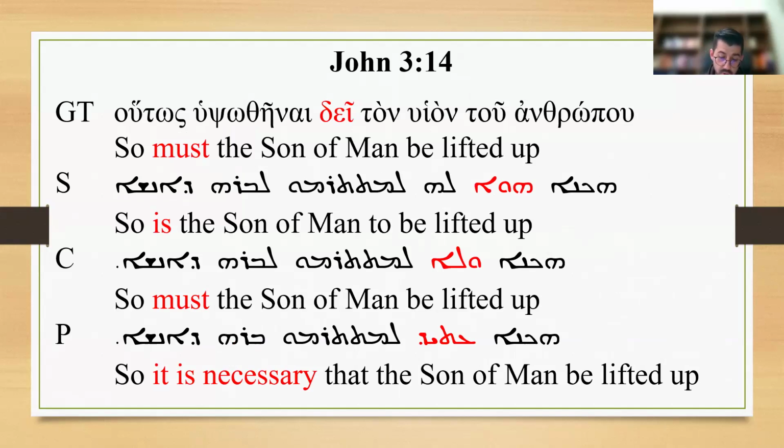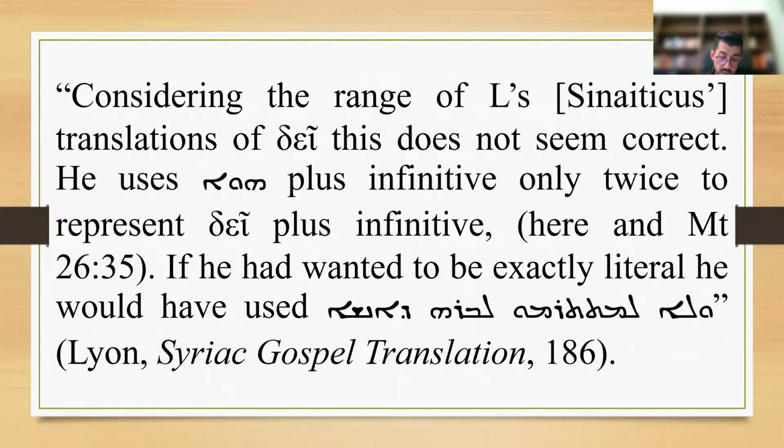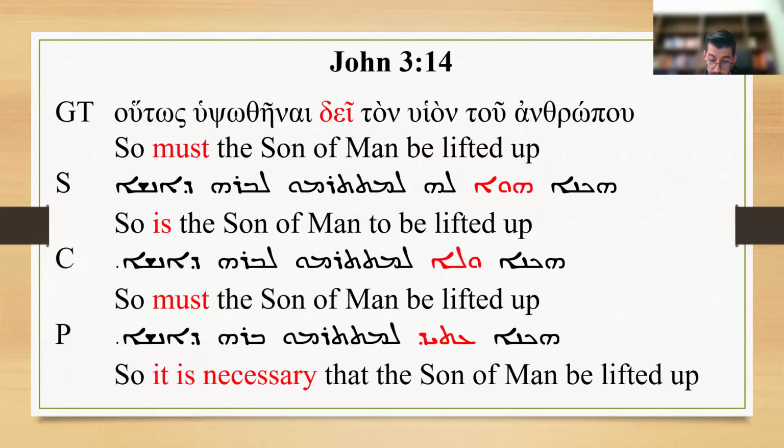For Merz, this translation is ein Beispiel der Wörtlichkeit. This statement is not convincing. Leon is right to criticize Merz. Considering the range of Sinaiticus translations of day, this does not seem correct. He uses chva plus infinitive only twice to represent day plus infinitive, here and Matthew 26:35. If he had wanted to be exactly literal, he would have used Wole lemetteteramu beref denasha. And exactly this form is present verbatim in the Curetonianus.